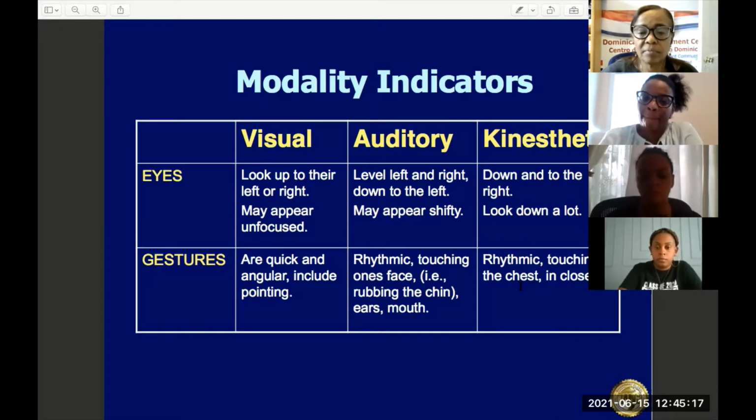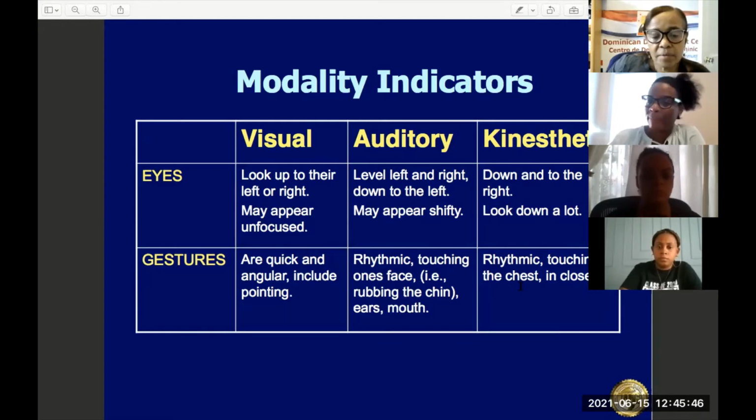Auditory learners, you can see that sometimes they look down a little bit more. They level left and right and appear a little bit shifty. So when you see people pacing back and forth, those are usually your auditory learners, or they're putting the ear towards you as they're speaking. That's a giveaway. And in the gestures, you see rhythmic movement and touching one's face, rubbing the chin.